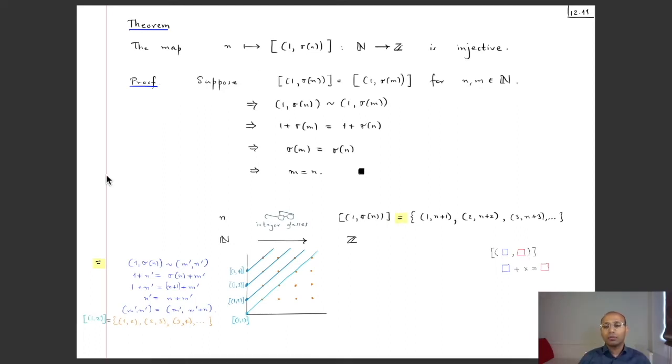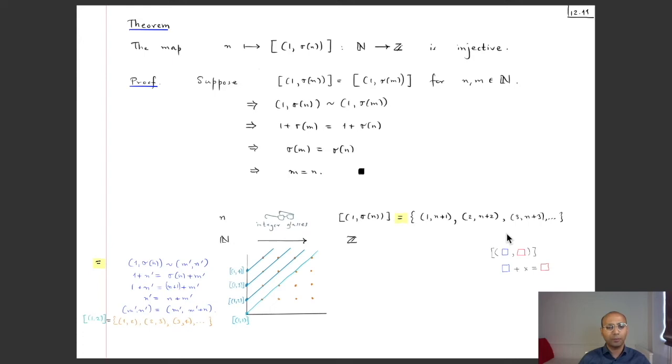In the blue box I put 1, in the red box I put n plus 1 or sigma n. So the natural number n is sent to the integer, which is the equivalence class containing the ordered pair 1, sigma n. And we will soon see that this is the set containing 1, n plus 1, 2, n plus 2, 3, n plus 3 and so on. And it makes sense because this captures the integer, which is this minus this. So n plus 1 minus 1 is n, and n plus 2 minus 2 is n, n plus 3 minus 3 is n, and so on.